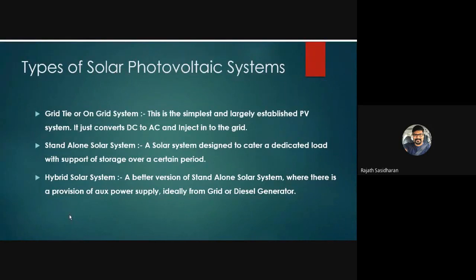The next one is the standalone solar system. I would say if you have a calculator with a solar panel in it, then it is an example of a standalone solar system. It is designed to cater to a dedicated load with the support of storage, like a battery, over a certain period of time. The next is the hybrid solar system. I should say that hybrid systems are better versions of a standalone solar system. So what if the battery dries out or there is a mechanical failure in the system? In that case, the hybrid system will have an auxiliary power supply, ideally from the grid or a diesel generator, so that it can still cater to the load.